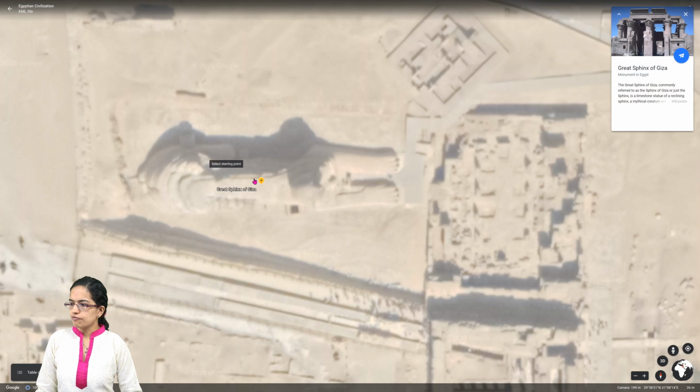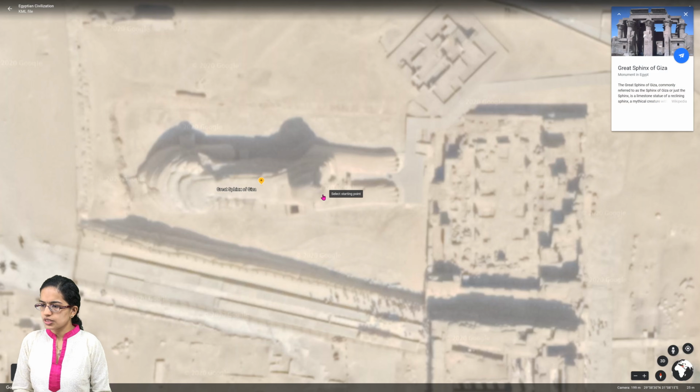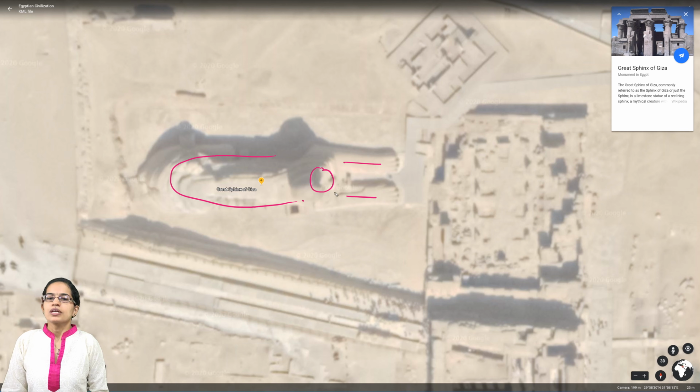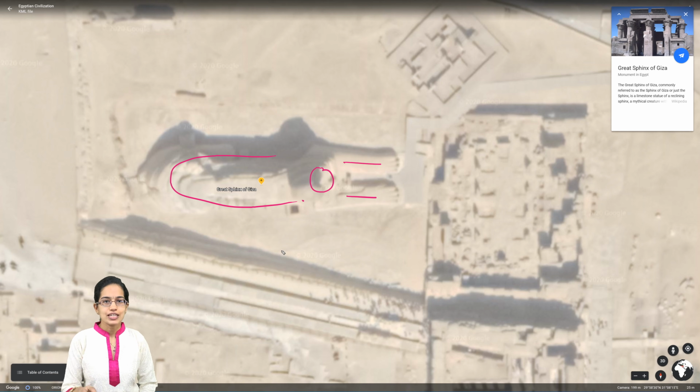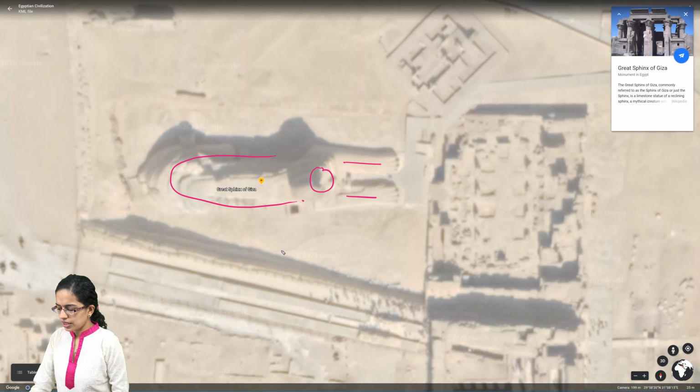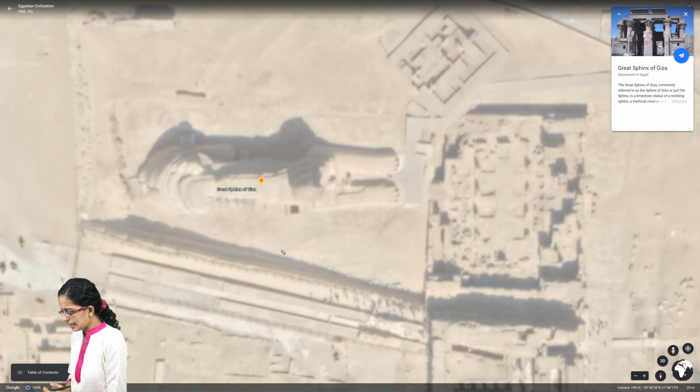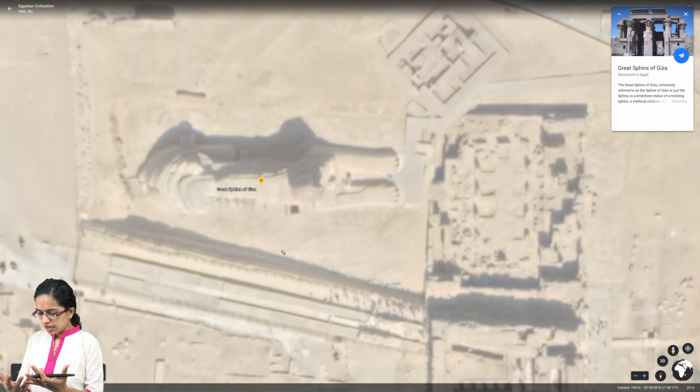So again, if we go onto this structure, you would see a human face that is located here. These are the legs and this is the body of the lion. So that is how you have the Great Sphinx of Giza. Now Sphinxes were mythological creatures, a very important part of the Egyptian civilization, and they were a very important structure in the mythological process that we talk about for the Egyptians.